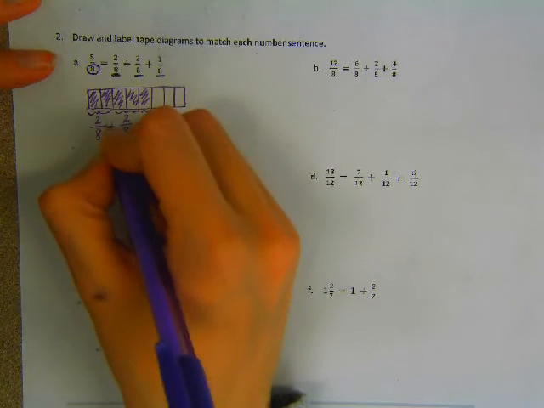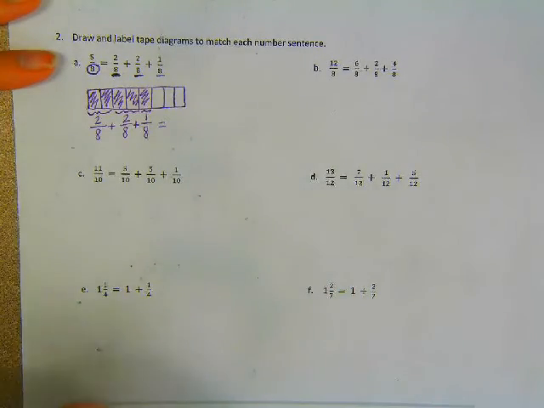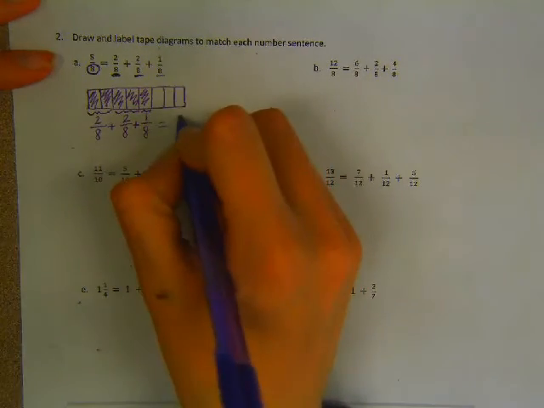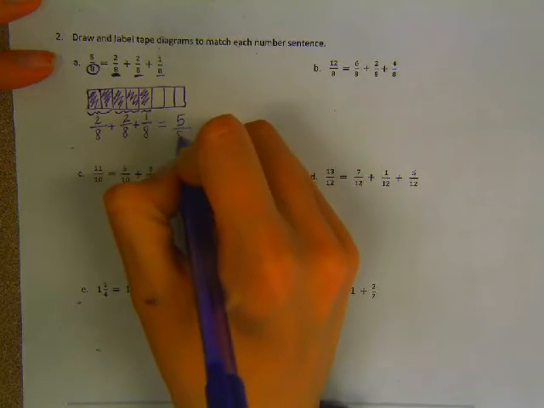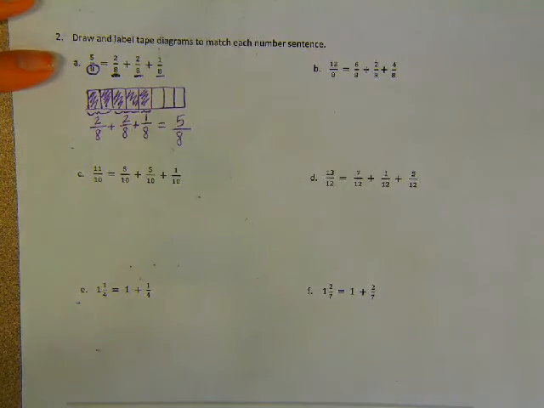I now have my addition sentence that represents this picture. 2/8 plus 2/8 plus 1/8 equals 5/8. For these problems, you do not have to draw a number bond.